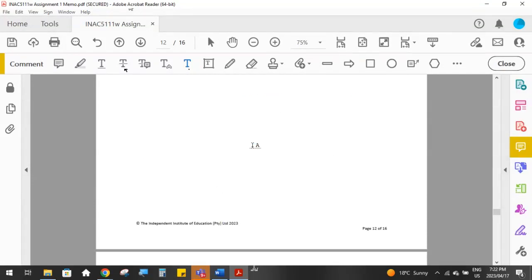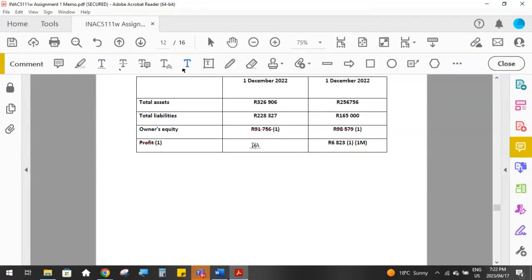So the answer on this side was 98579. And the answer on this side was 91756. So 6823 was the difference, but you can see our equity at the beginning of the year was greater than our equity at the end of the year. The equity went down from 98,000 Rand to only 91,000 Rand at the end of the year. So that means that the business made a loss in the year of 2022.